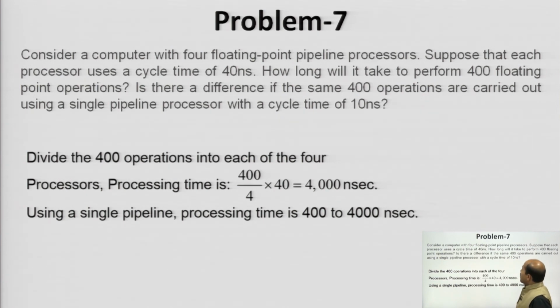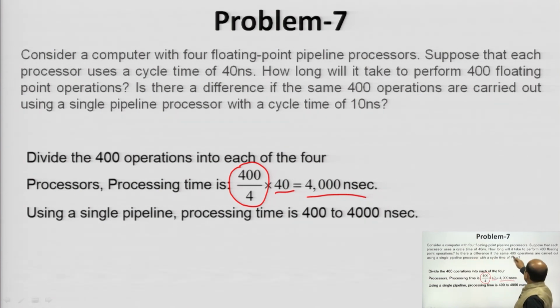Now, in the next problem, consider a computer with 4 floating point pipeline processors, and suppose that each processor uses a cycle time of 40 nanoseconds. Each processor is taking 40 nanoseconds. How long will it take to perform 400 floating point operations? It is a very simple problem, since there are 400 tasks and it is a pipeline system and 4 processors are performing, each taking 40 nanoseconds. So, obviously, this will be 400 into 40 upon 4, that is 4000 nanoseconds.